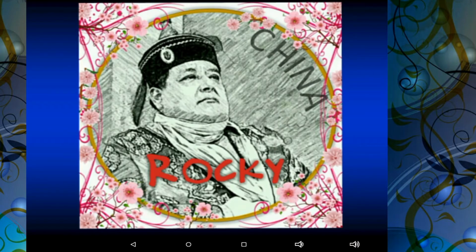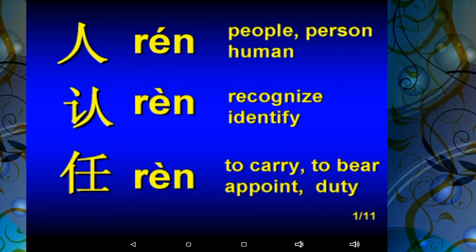大家好，大家好，我是 Rocky 老师和朋友。Today we have another exciting episode of 3 very special hand-picked characters that I have personally selected just for you. Well, there's so many characters to learn and so little time.